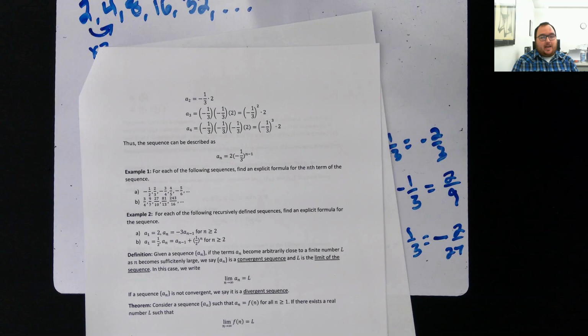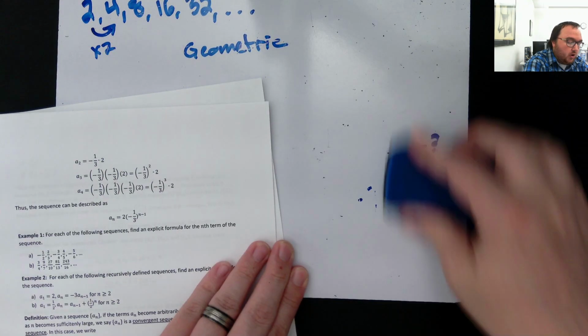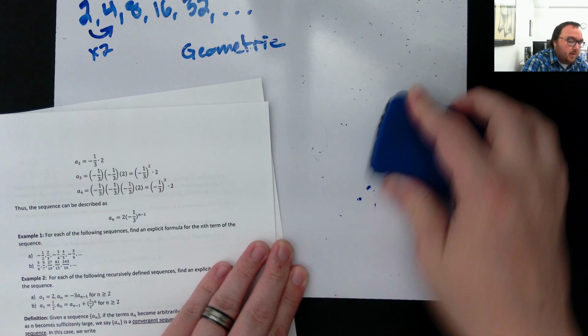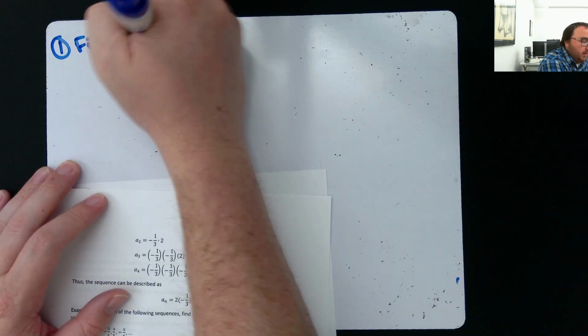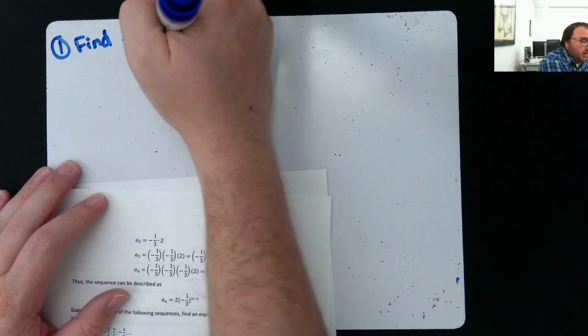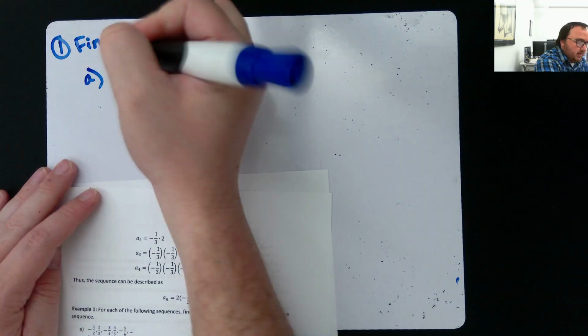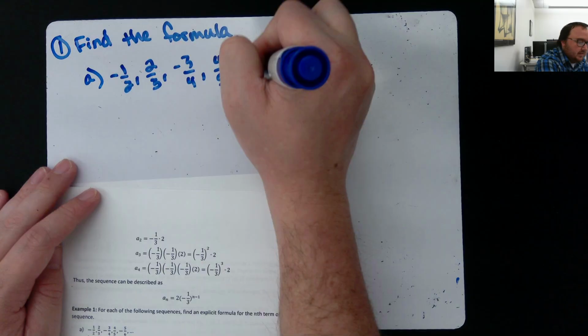Example number 1, for each of the following sequences, find an explicit formula for the nth term of the sequence. So I want to find a formula for these. So let's see if I can find a pattern to give us the formula. Again, for example number 1, we're finding the formula. The first one's going to be the sequence negative 1/2, 2/3, negative 3/4, 4/5, negative 5/6, on and on.